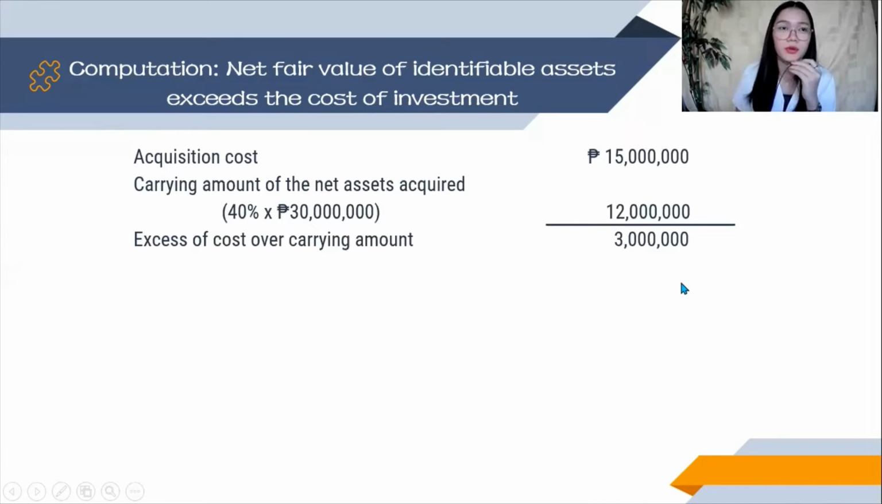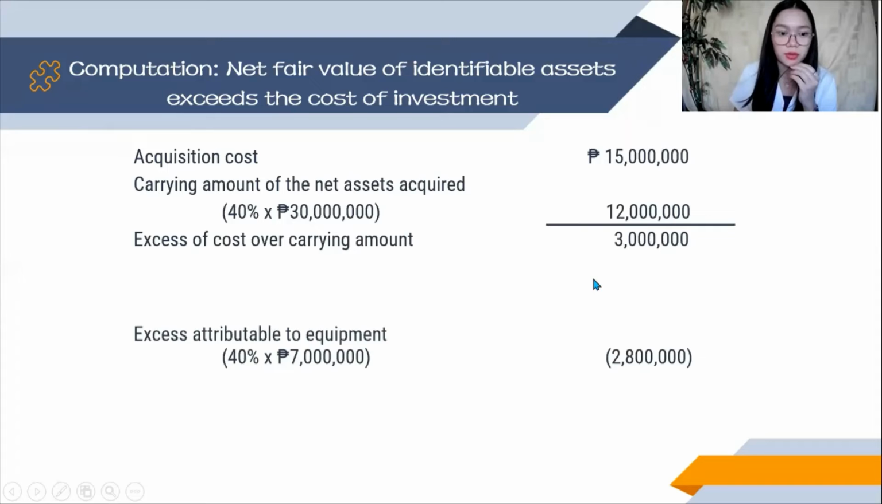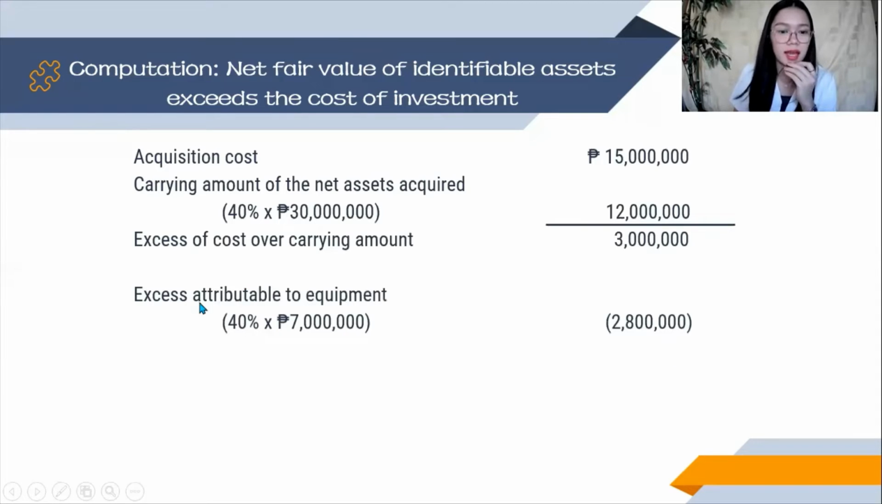So, di ba, may dalawa tayong item of assets kanina na undervalued pa siya or hindi pa siya measured at fair value. So, yung excess na attributable, di ba yung equipment daw kanina is 7 million greater. Yung fair value ng equipment kanina is 7 million greater than its carrying amount. So, yung excess attributable to equipment is 7 million. Ita-times natin dun sa ating share na 40%. So, yung share lang natin dun sa undervaluation na yun is 2,800,000.